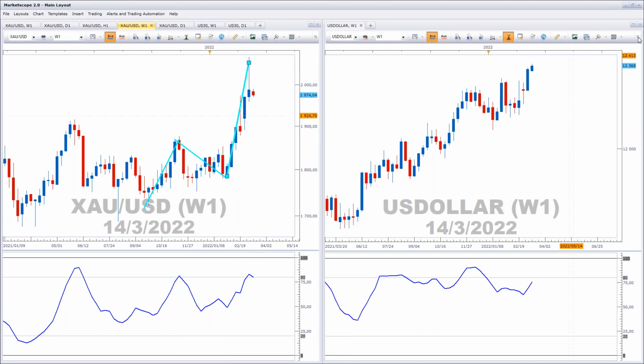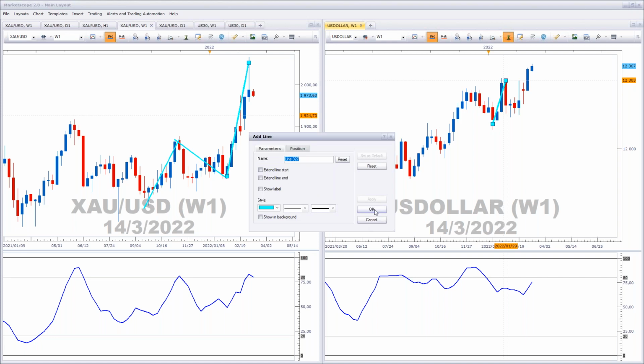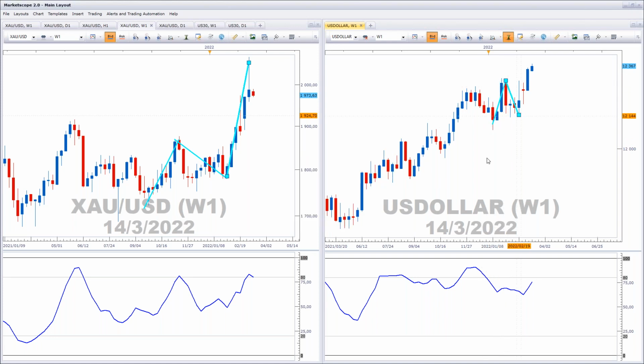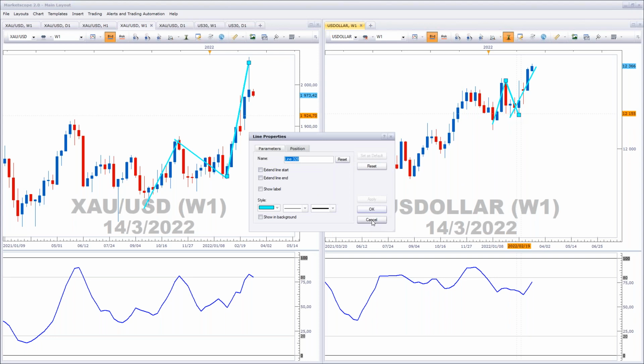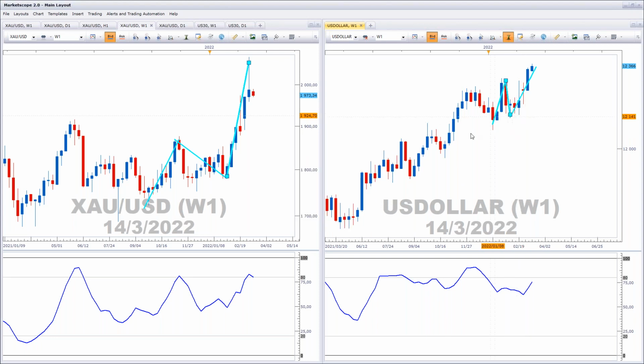You could do very similar with the US dollar. 1, 2, 2, 3. This actually should come from there. 1, 2. Okay, I think that would be more correct. Let's just move it there. So in other words, we've got uptrends, but what is interesting is the movement last week. Okay, so let's go back to those 4-hour charts.